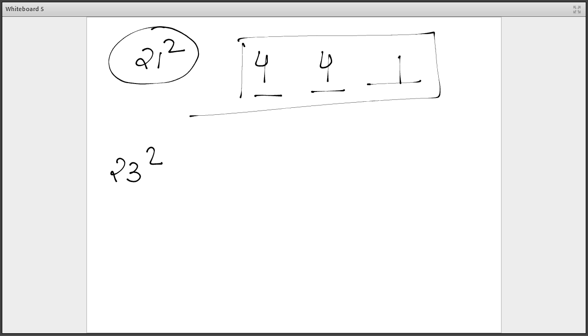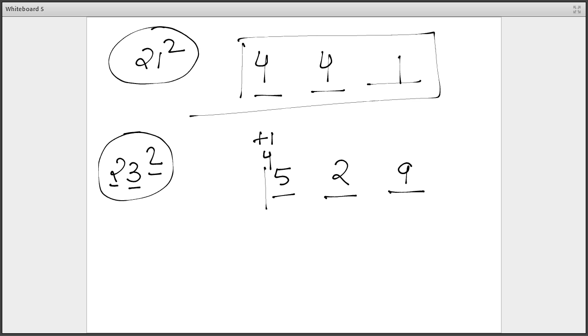Next, take 23 square. 3 square is 9. Multiply all the digits: 2 into 3, 6, into 2, 12. Write 2 and 1 will be carry over. 2 square is 4. 4 plus 1, we got 5. So the answer comes out to be 529.